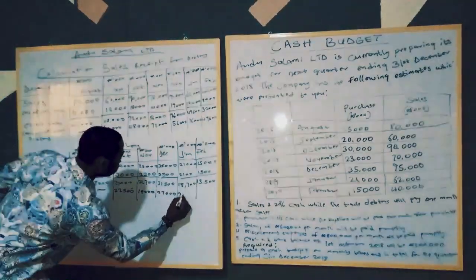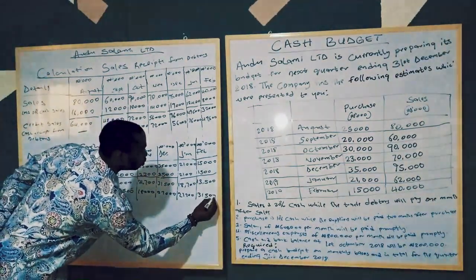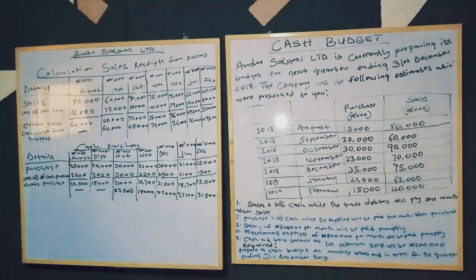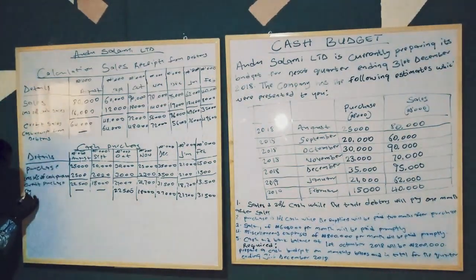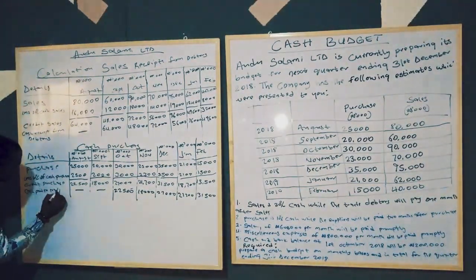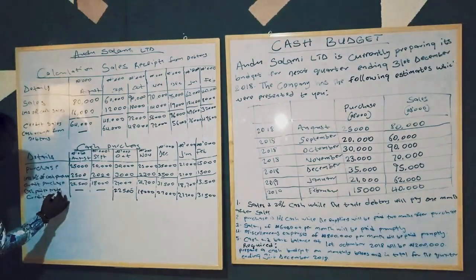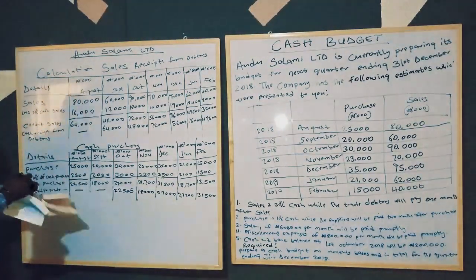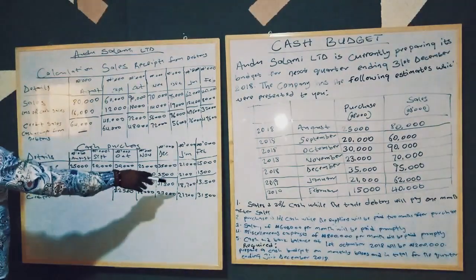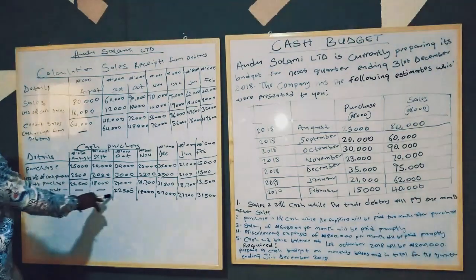Then 21,700. Then this one 31,500. So with this, this is the cash paid to trade creditors. That is, this is the cash that we pay to trade creditors. That is our suppliers that credit us the goods. So this is the cash that we pay for them.